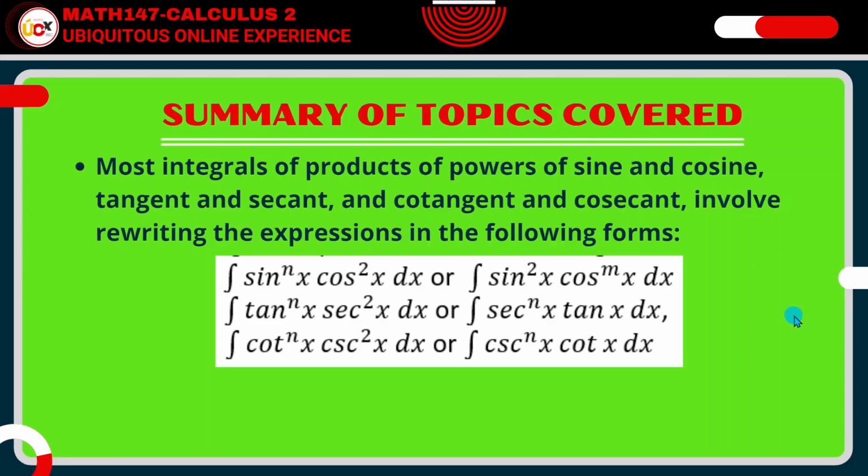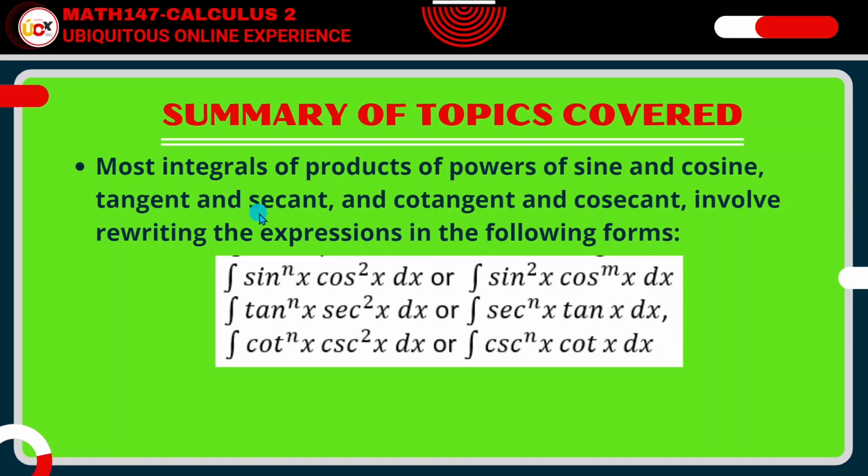We also learned in this module that most integrals of products of powers of sine and cosine, tangent and secant, and cotangent and cosecant involve rewriting the expressions in the following forms. So for products of powers of sine and cosine, we can write this as the integral of sine to the nth x cosine squared x dx, or the integral of sine squared x cosine to the mth x dx.